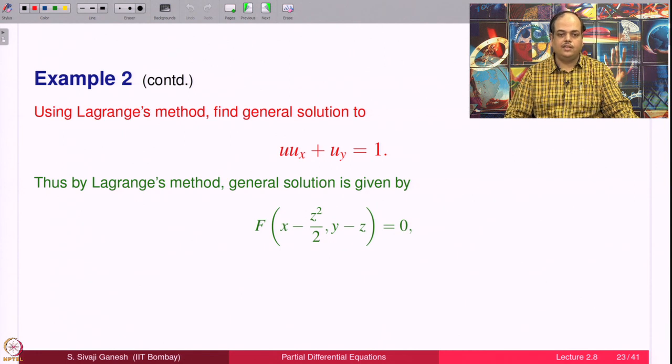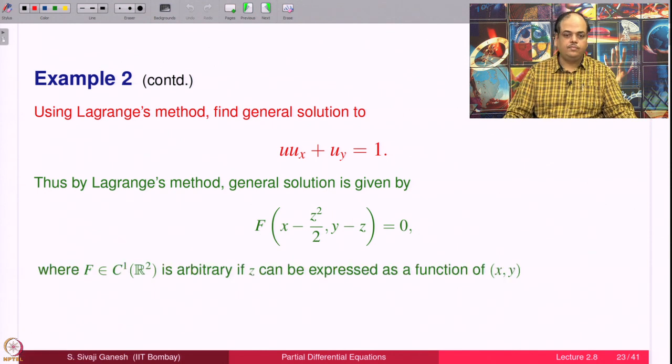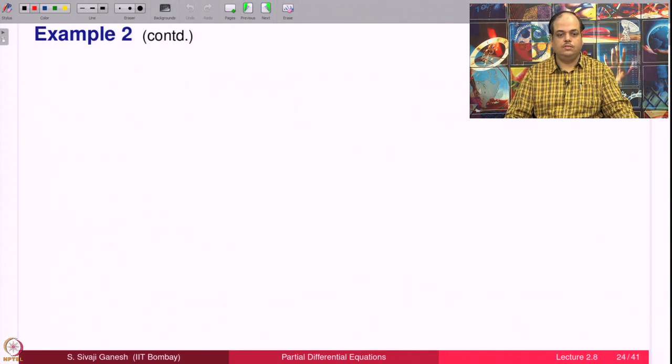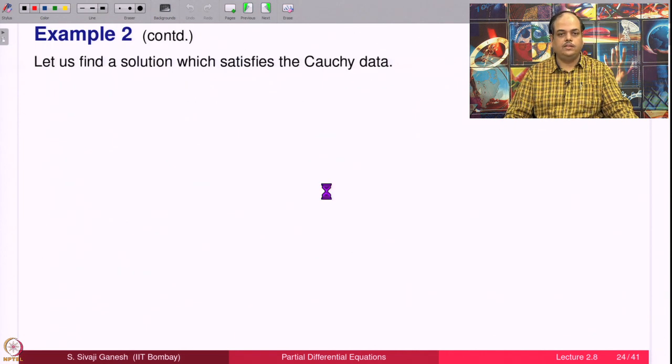Therefore, Lagrange method says f of c1 c2 equal to 0. That means, take any arbitrary function f and this equal to 0. Of course, this is valid for only those x, y, z for which this tuple lies in the domain of f. That is always there. Second thing is that you should be able to solve for z in terms of x and y. Only then I would like to call this a solution. Okay, that is done.